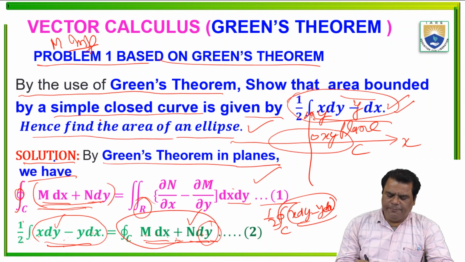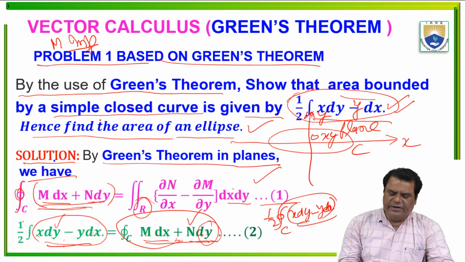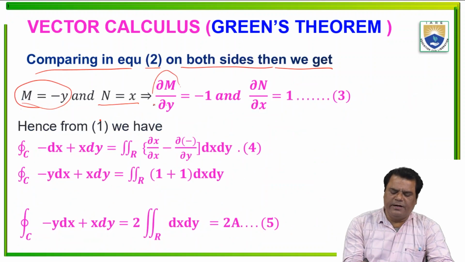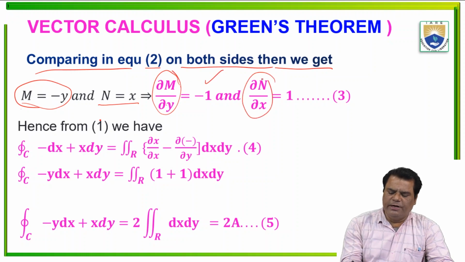Now, in the right hand side of the formula, we differentiate N with respect to x partially, del N over del x, minus del M over del y. Differentiating M with respect to y, del M over del y is minus 1, and del N over del x is plus 1. So from equation 1 we have: minus y dx plus x dy equals the double integral, putting the values of del N over del x and del M over del y.